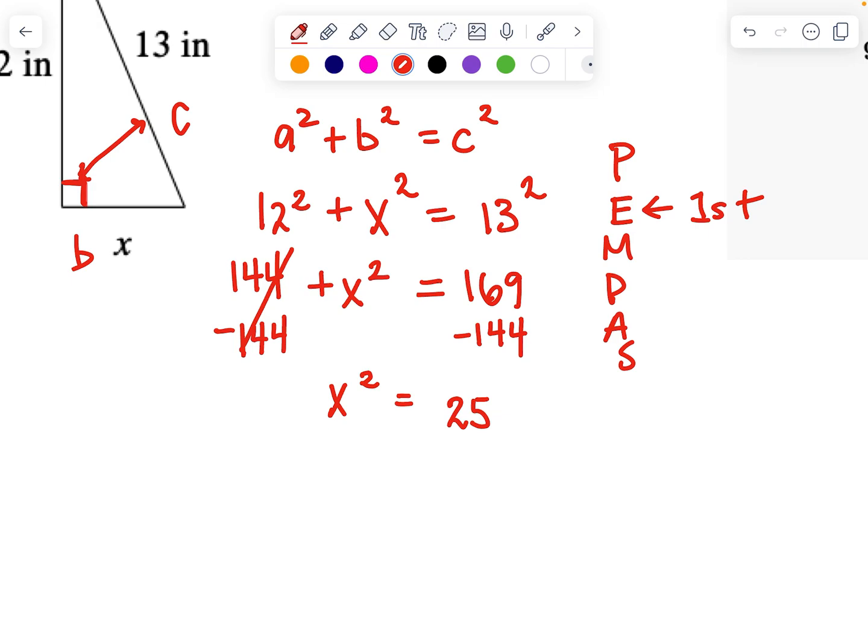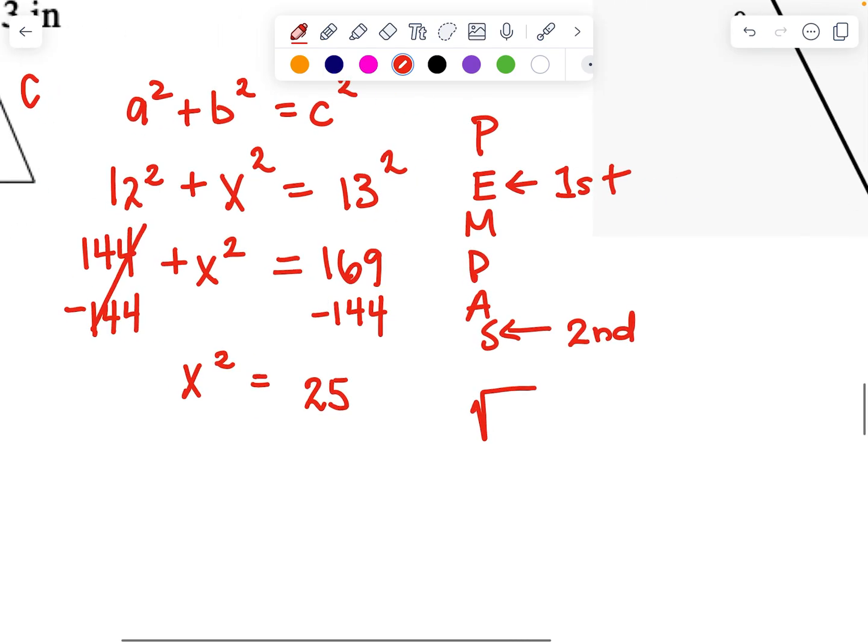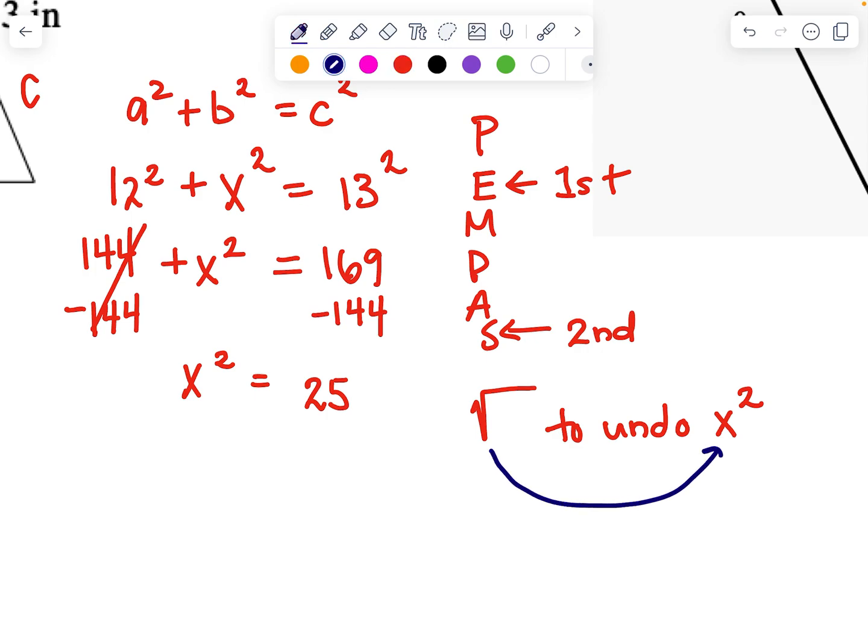Okay, so again, we dealt with our subtraction that we had to do second because of order of operations. And we just have one more step we need to do, which is that if I want to undo this exponent here, I need to use the square root to undo x squared. That's the inverse. Just like addition is the inverse of subtraction, these two things are also inverses.